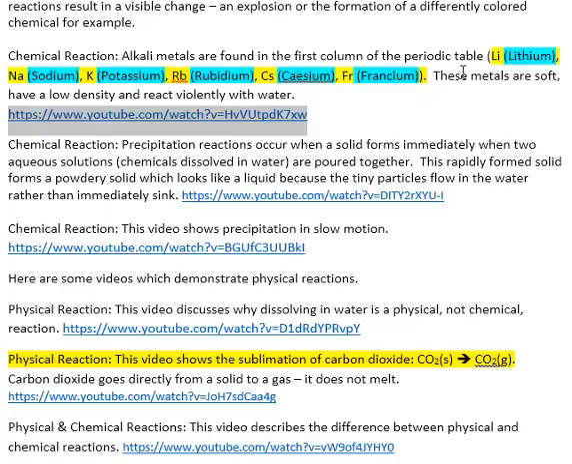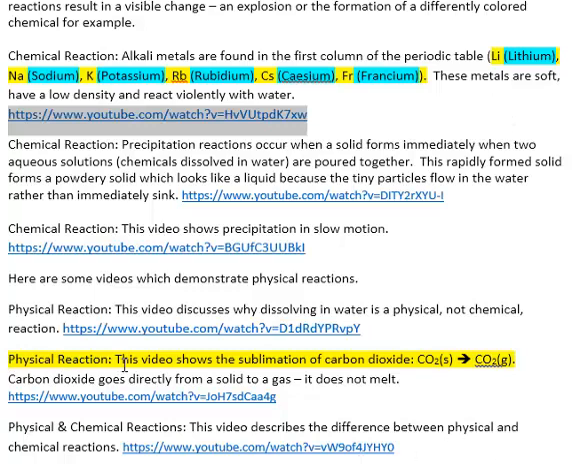Alkali metals are found in the first column of the periodic table, and in parentheses here I have the symbols for these elements. Capital L lowercase i is lithium, capital N lowercase a is sodium, capital K is potassium, capital R lowercase b is rubidium, capital C lowercase s is cesium, capital F lowercase r is francium. Whether a letter is uppercase or lowercase is very, very important.